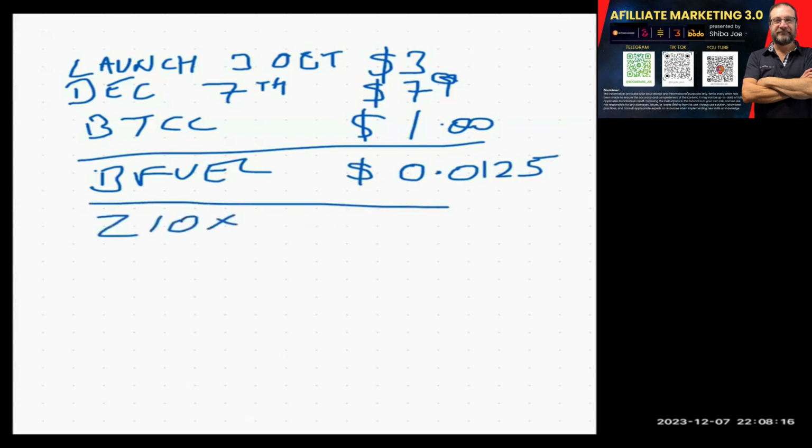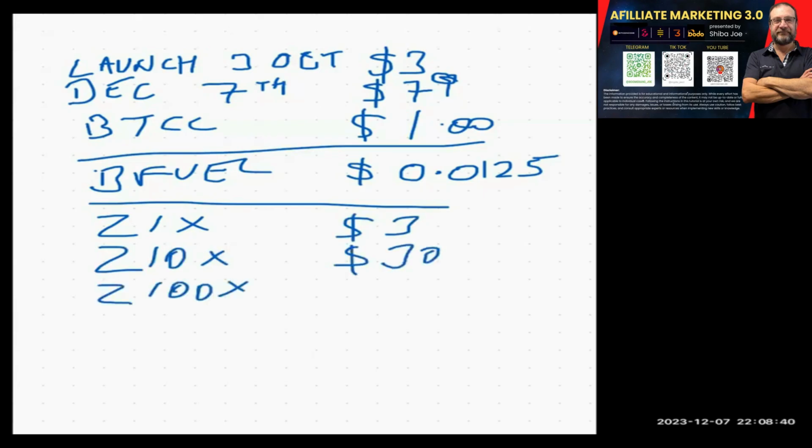Now the miners. The Xeon 1X costs $3 a day to run. The Xeon 10X costs $30 a day to run. And the Xeon 100X costs $300 a day to run. And that will never change. One Xeon 1X costs $3 a day to run, one Xeon 10X $30 a day, and one Xeon 100X $300 a day. That does not change. That's a constant along with B-fuel.